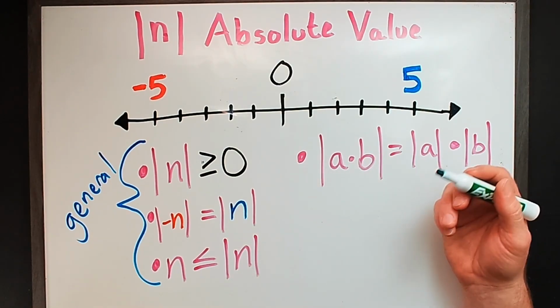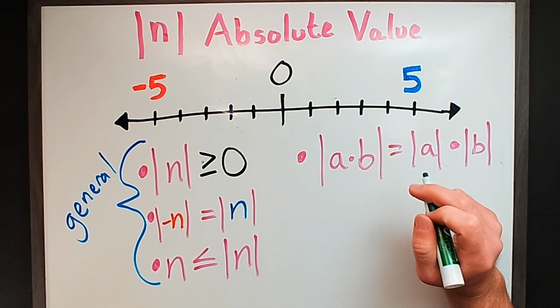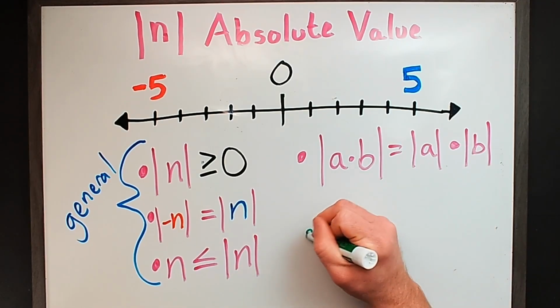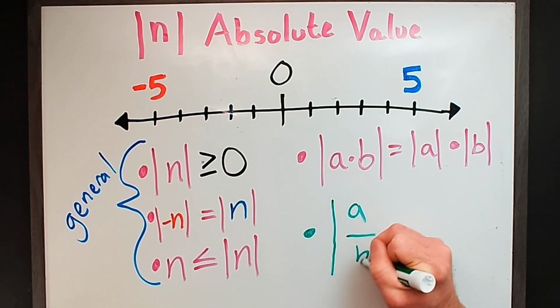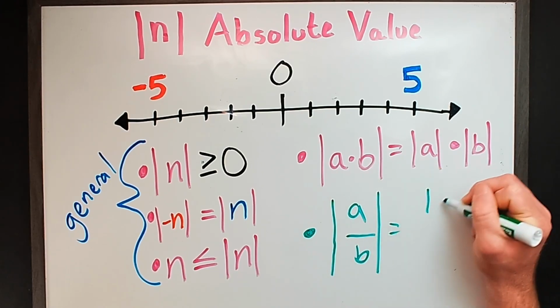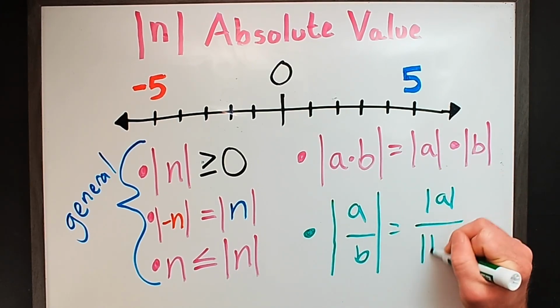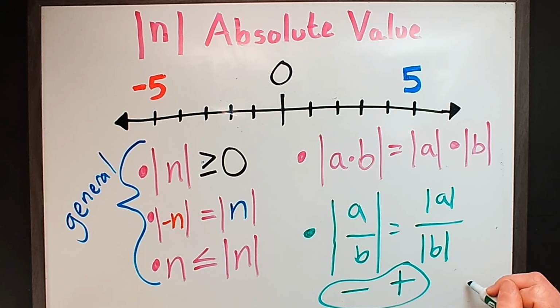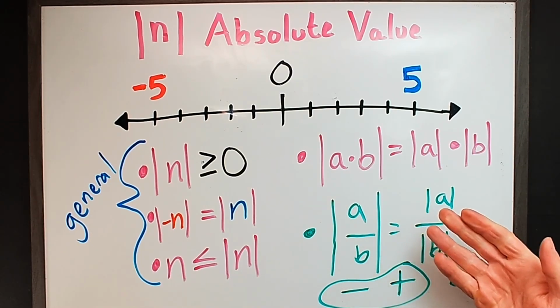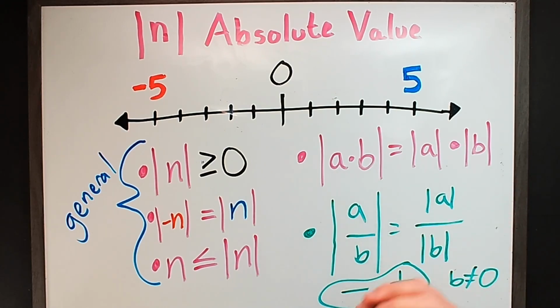Still, a property will hold true to any values within a range of numbers. The division property of absolute value, the absolute value of a over b, is equal to the absolute value of a over the absolute value of b, holds true for all positive and negative numbers, but doesn't hold true when b equals 0. This is an example of how a general rule may apply over a range.